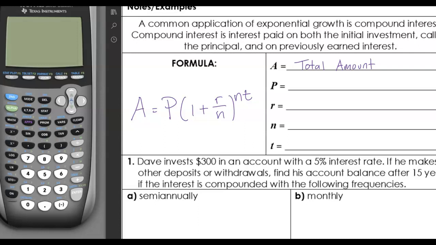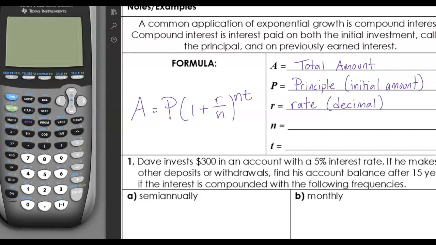Then P stands for principal. And remember, principal is like the initial investment. The initial amount that you put into your account. The r stands for the interest rate. It's the rate that you're accumulating interest. Now, when we're putting the rate into our formula, we always put it in as a decimal, not as a percentage, which is how they'll give it to us. We need to convert it into a decimal.